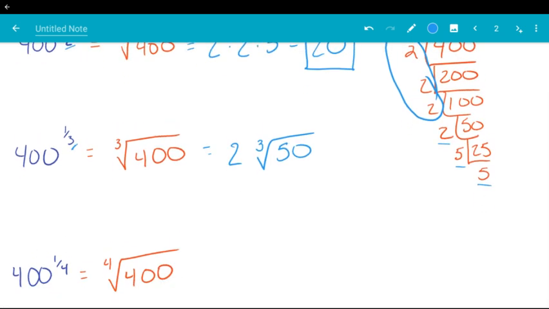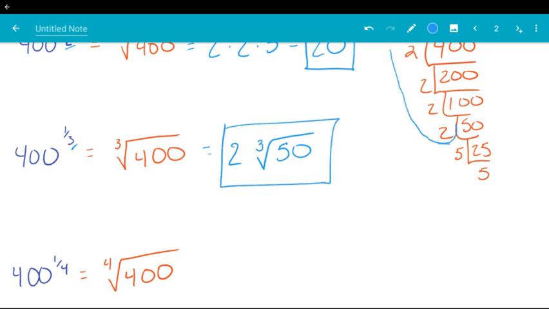For the 4th root, I'm going to kind of do the same process, but instead of looking for groups of 2 or looking for groups of 3, guess what? We're going to look for groups of 4. So there's a group of 4. We take out the 2. Whatever's left gets multiplied back together and goes back underneath the radical sign. This time it's a 4th root. Okay.